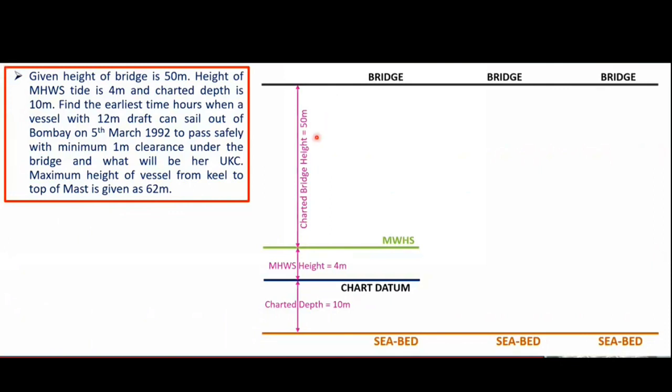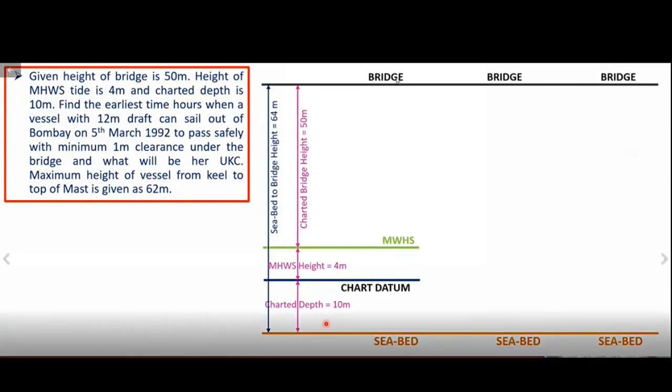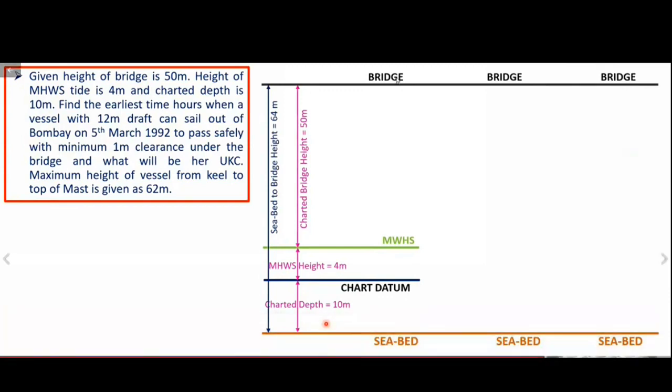Now, if we add all these three components, that shall give us the height of the bridge from the seabed. So seabed to bridge height becomes 64 meters. So you see, seabed to the bridge height is total 64 meters. Right, beta? Yes, sir. Okay, let's go ahead.